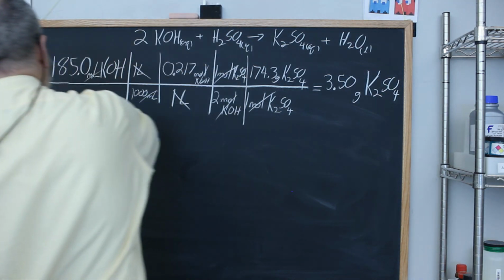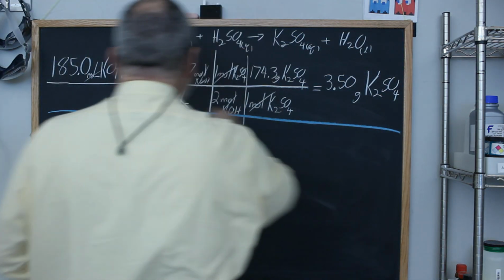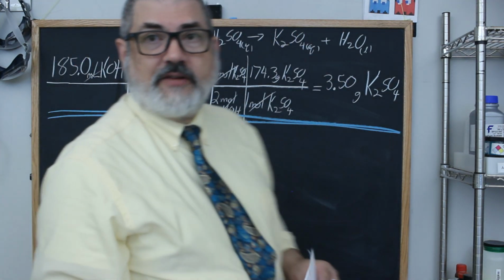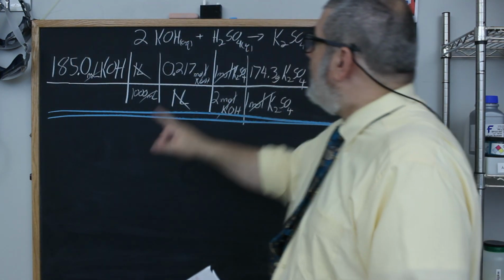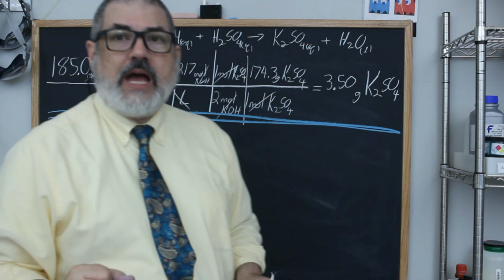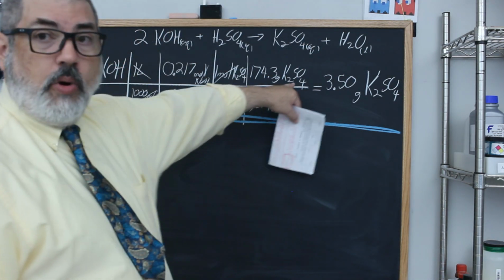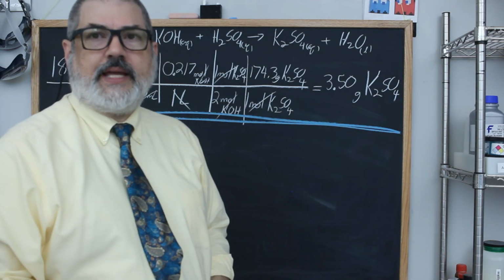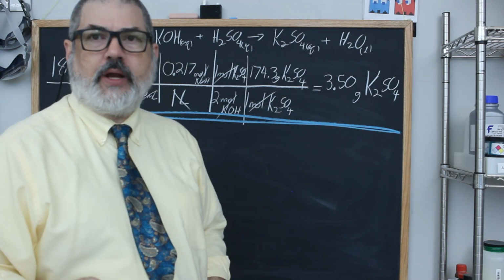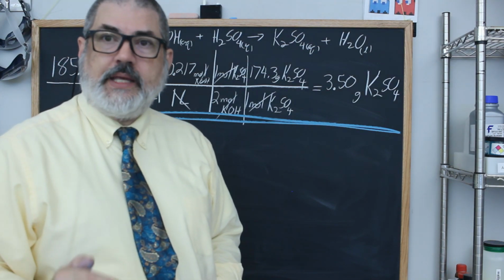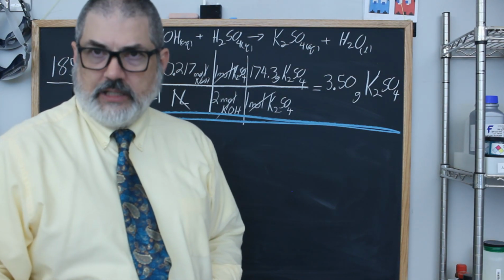However, we don't know if that's the correct value because we've been given an amount of sulfuric acid. So now what we have to do is ignore this first problem that we just solved and redo the calculation for the sulfuric acid. The smallest number will be correct. That will be our limiting reagent.